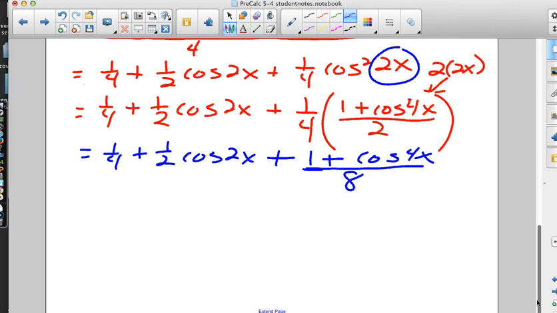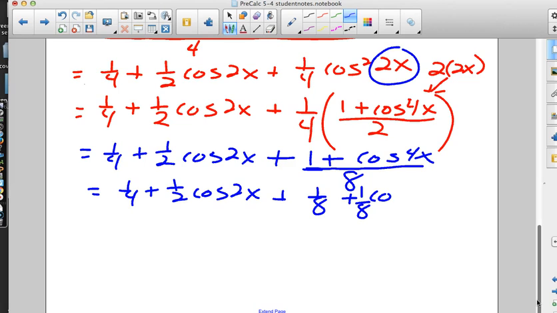And then I think, well, am I done? Have I simplified as far as I can? And I realize the answer to that is no. That's because this 1/8 can be split up from this cosine of 4x over 8. And then I can put a couple of fractions together. So 1/4 plus 1/2 cosine of 2x plus 1/8 cosine of 4x, since we're putting all the fractions out front.